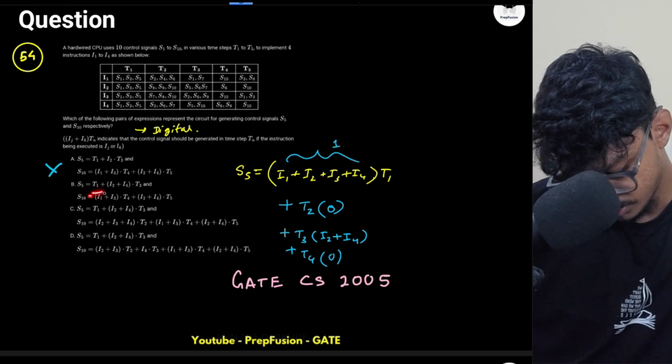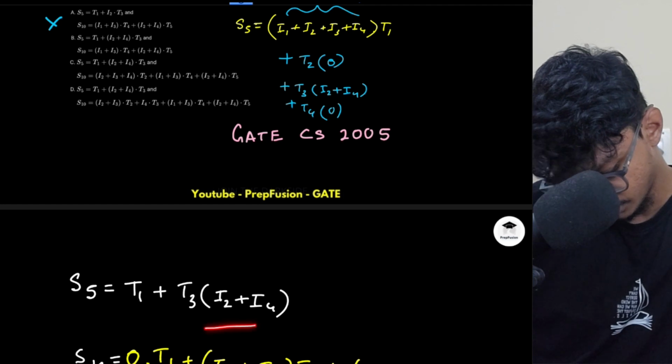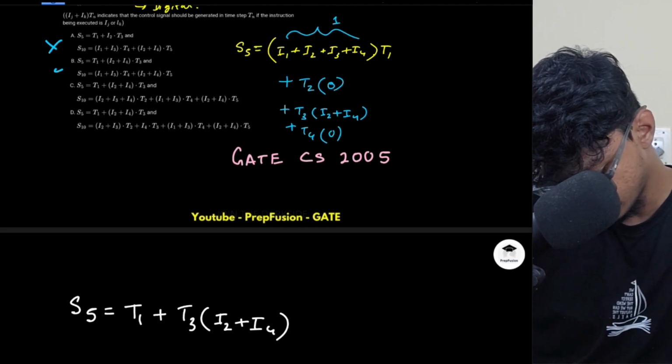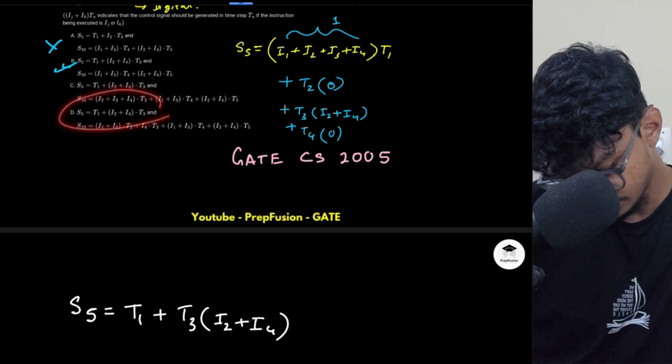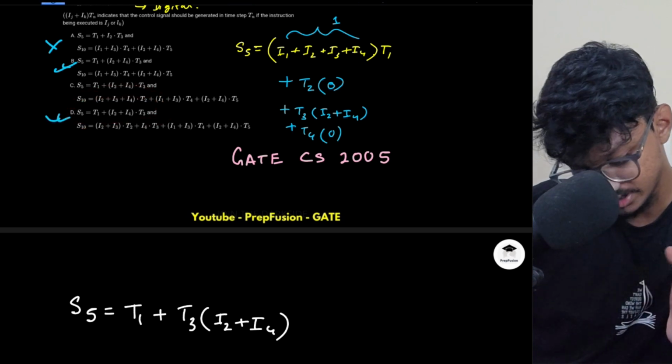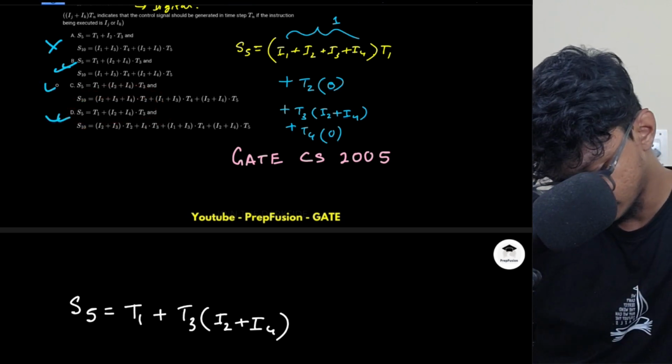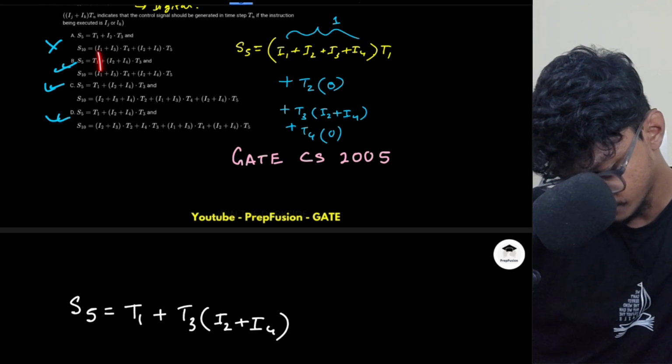Here S5 is T1 and I2, I4, T3. Yeah, T1, I2, I4, T3. So this can be correct. I will mark this here. This can be correct. And here as well, this is also the same, right? This also can be correct. So first I will check the smaller one, then I will go to the larger one. Okay, so I have to check all three.